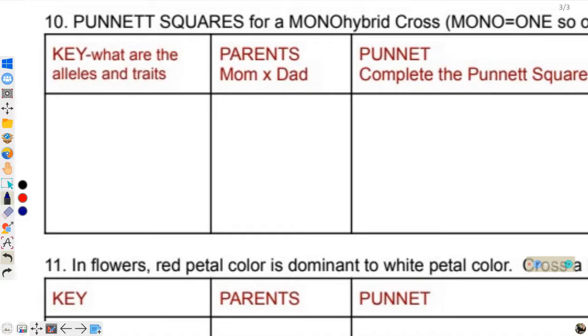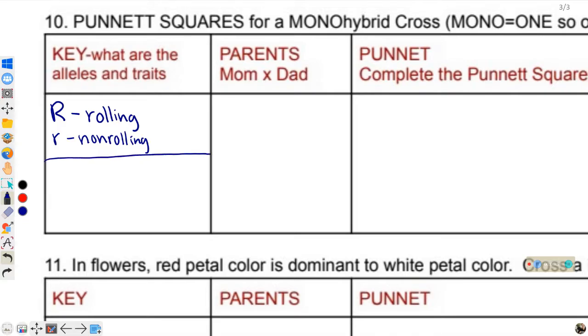So first off, we're going to start with the big R. The dominant allele would be rolling your tongue. If you can do that, that is the dominant allele, versus the recessive allele, the little r, is going to be non-rolling. Okay, so there we have our alleles.